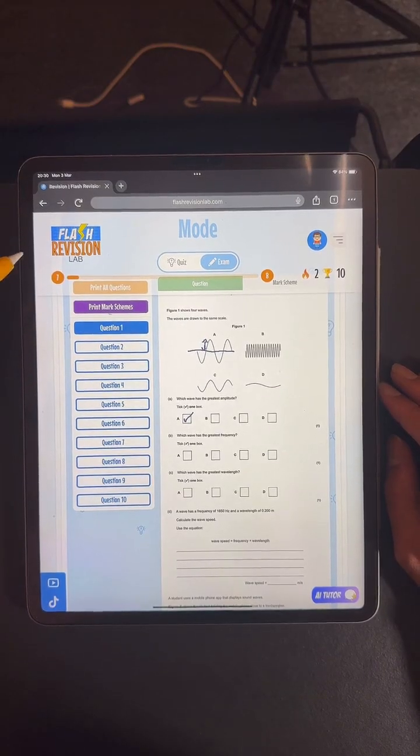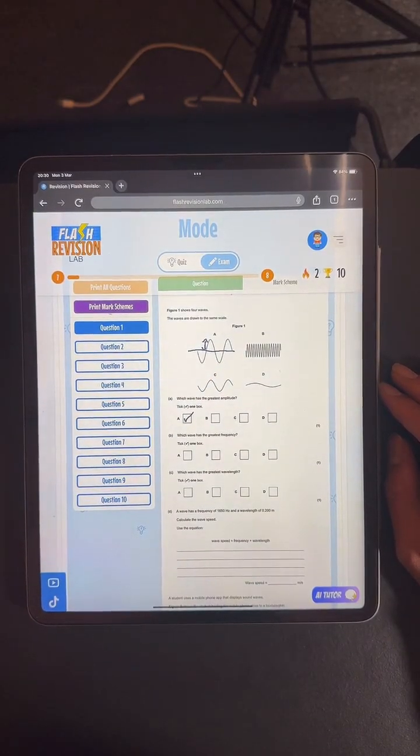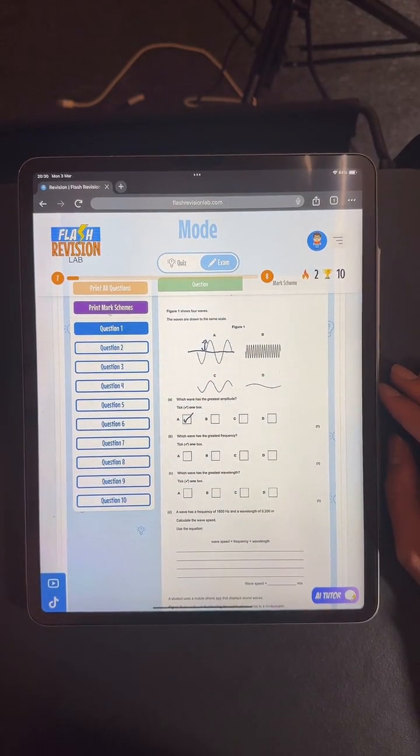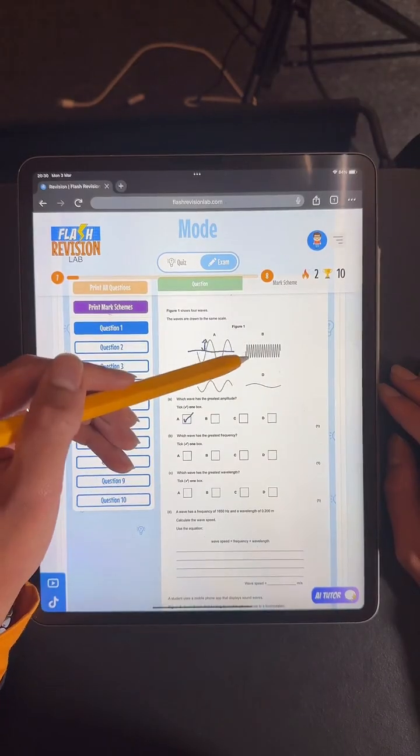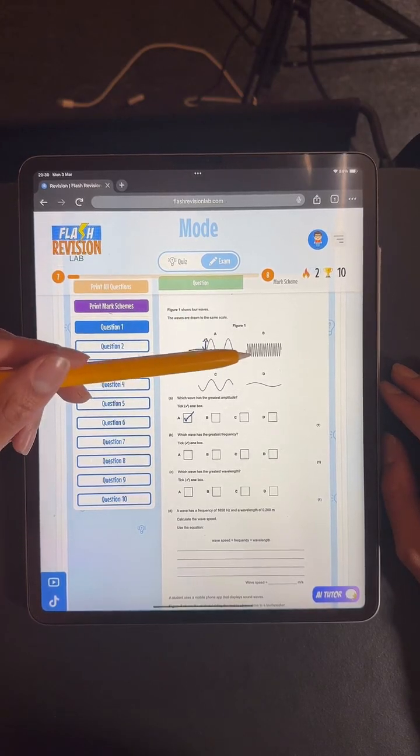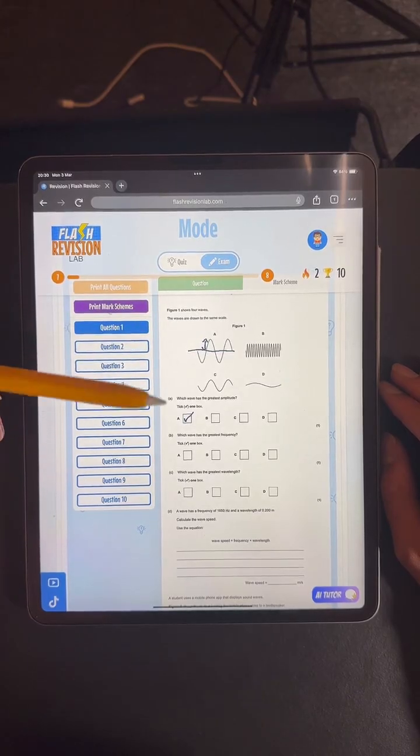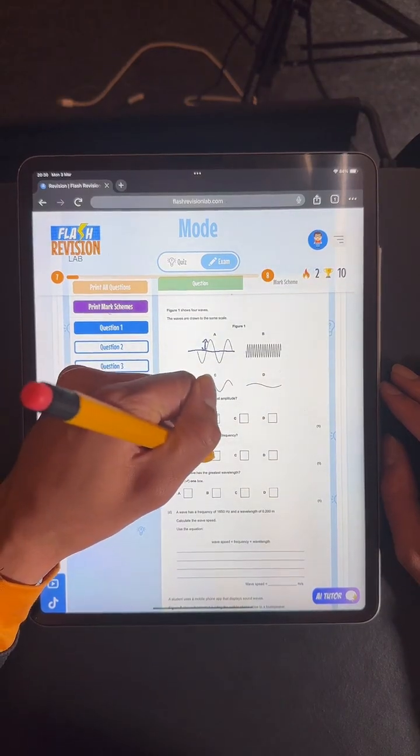B refers to a higher frequency. The waves are closer together, so we might see that shortly. And we have, I've gone ahead of myself. Which wave has the greatest frequency? So I'll answer that question. That is B, and that is because the waves are closer together. As I said earlier, frequency is the number of waves which pass a point per second. So if you see more waves, that means the frequency is higher. If you see fewer of them, the frequency is lower. Okay, so the greatest frequency is B.